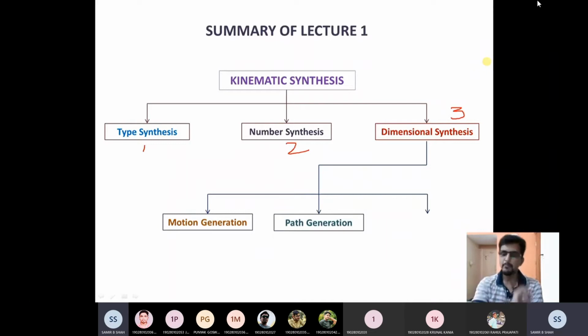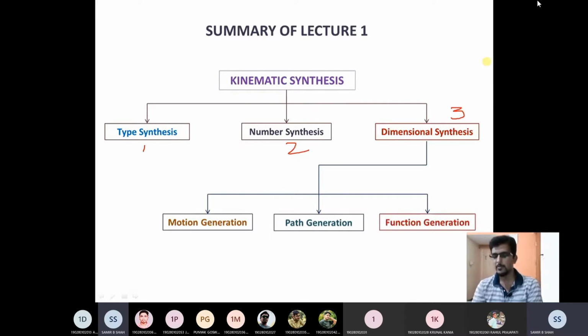And again, there is something called path generation, another classification of dimensional synthesis. In path generation, I am just interested in the path traced by a point on a link that is moving. Let me say I want to know what is the path that is traced by a point on link 3. I am interested only in the path generated. So that is called the path generation.